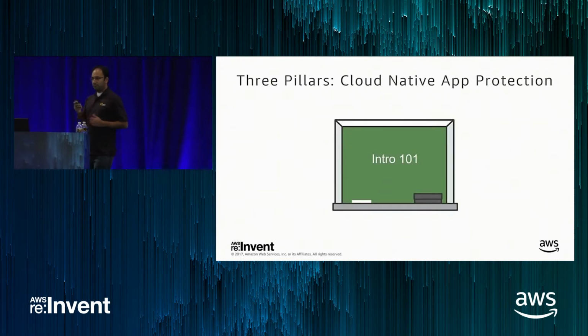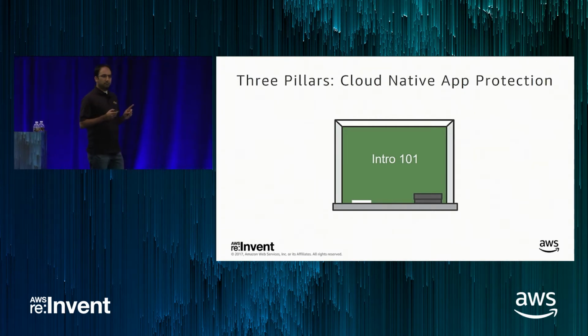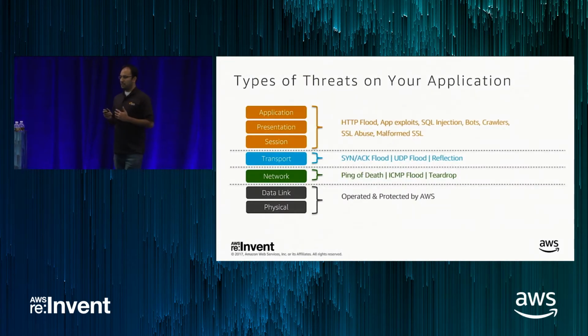So with that, let's talk about the 3 pillars of cloud native app protection. But before that, just to set more context of what type of threats we are talking about here. On a typical application that exists on the internet, you might see a large number of threats. And this is by no means an exhaustive list, but just some of those really common threats that any application faces today.